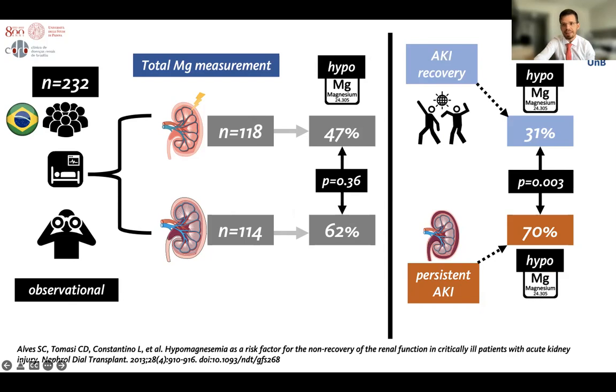It was interesting that, now looking only at the patients with AKI, among those that recovered from AKI, 31% had hypomagnesemia. However, among the patients with persistent AKI, 70% had hypomagnesemia. So maybe hypomagnesemia is a sign of, or predisposes patients to, a more prolonged state of acute kidney injury.